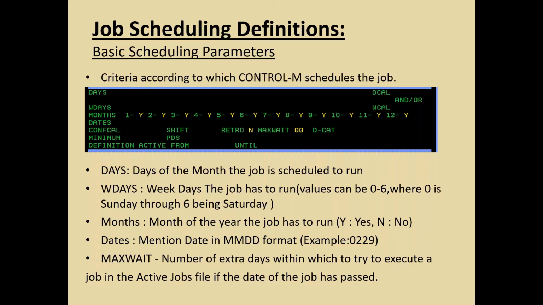Max wait is independent of the status of a job. Even in Ended OK status, it will be there for 90 days. It will not disappear from the controller.